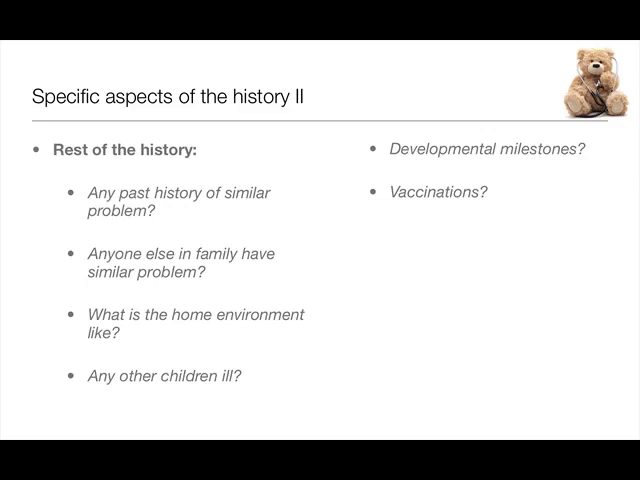What is the home environment like? If the home environment is crowded or dirty, this makes an infectious cause seem more likely. If there is associated delay in developmental milestones, you might want to think about cystic fibrosis and other chronic conditions. Also, you might consider, have any other children at school or nursery been unwell?